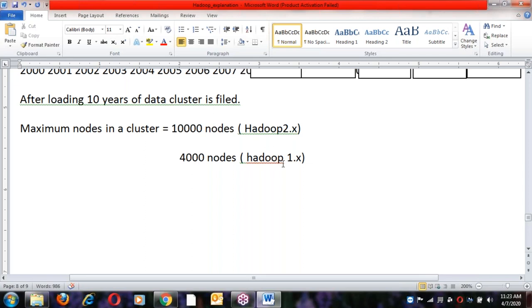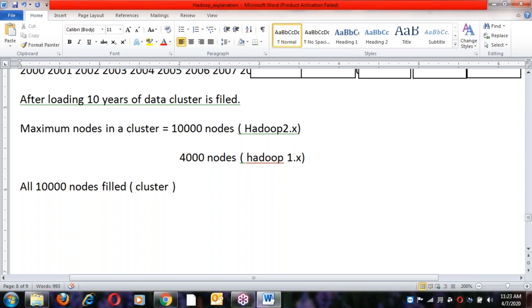Suppose this cluster is filled, all 10,000 nodes filled. Filled means the cluster is filled. Now, 10,000 nodes have been tested. Yahoo has configured a very big cluster. Yahoo tested up to 10,000 nodes.